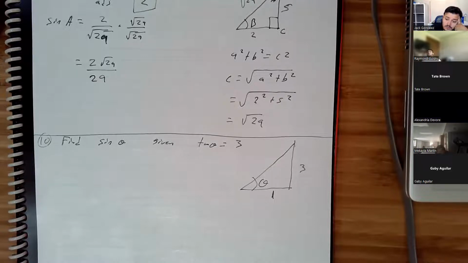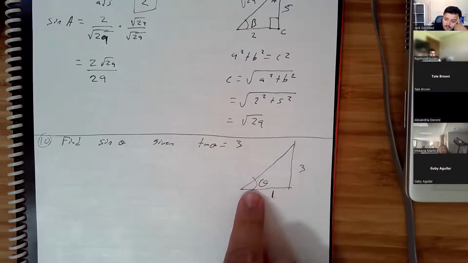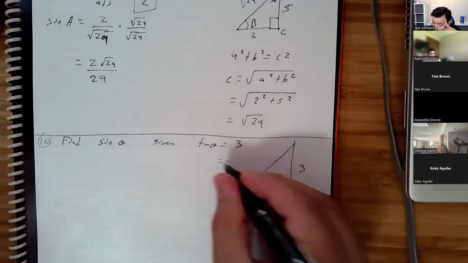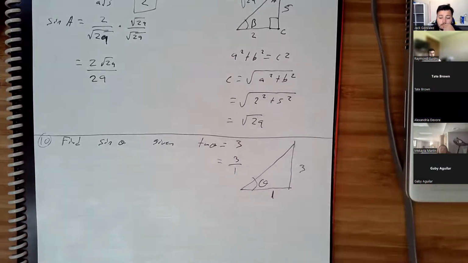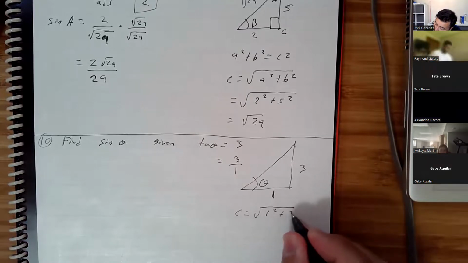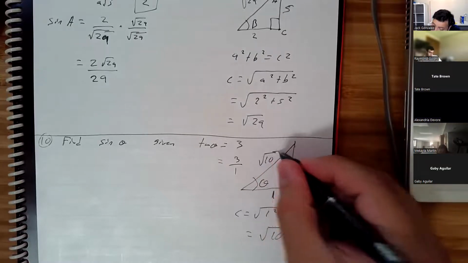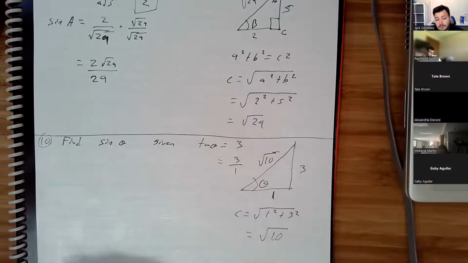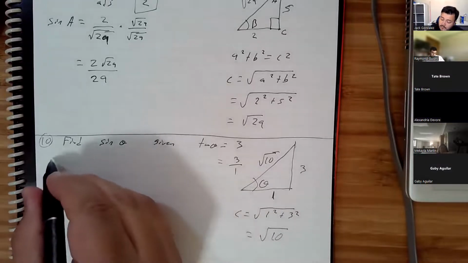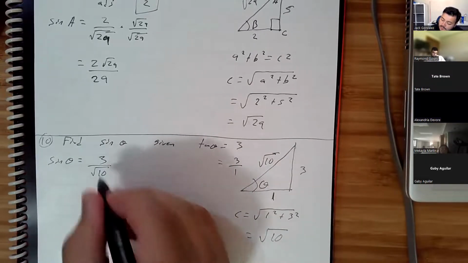Tangent is equal to opposite over adjacent. If I choose to put theta here, opposite is 3. 3 can always be written over 1. I need the hypotenuse for sine. So same deal, solve for it. I skip the Pythagorean theorem step for the most part. Once you have solved the triangle, sine is equal to the opposite side over the hypotenuse.